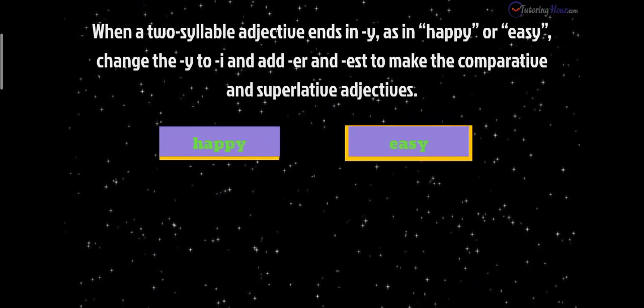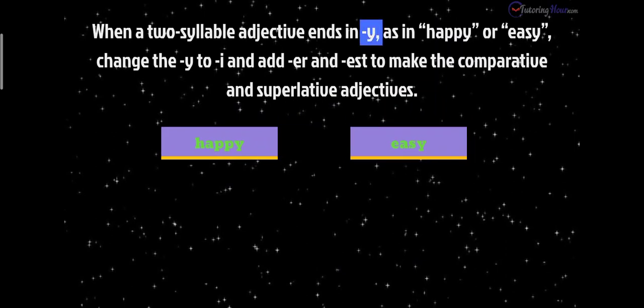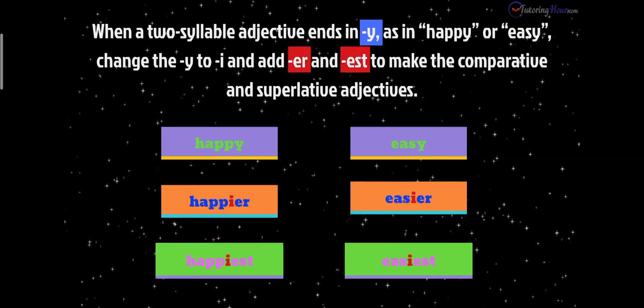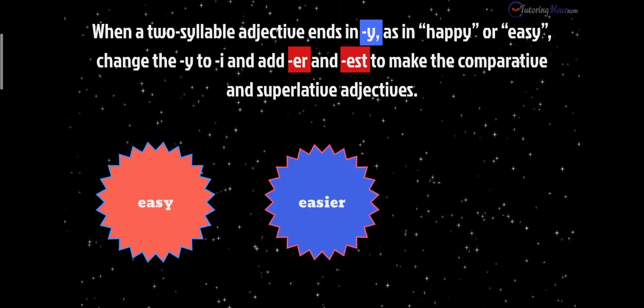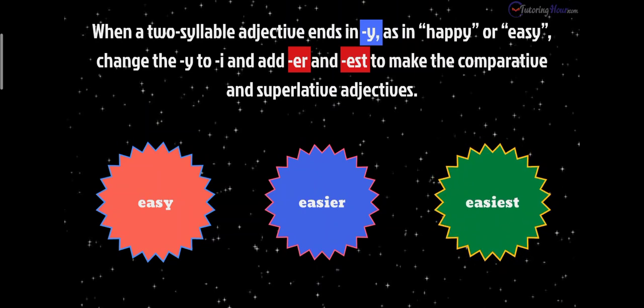For this, we have our next rule. When a 2-syllable adjective ends in y, as in happy or easy, change the y to i and add er and est to make the comparative and superlative adjectives. Now, is that rule easy, easier, or the easiest to remember?